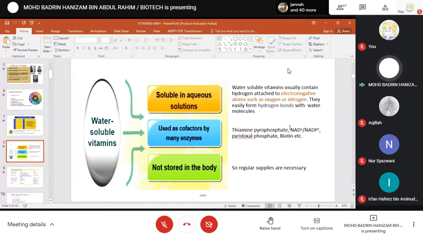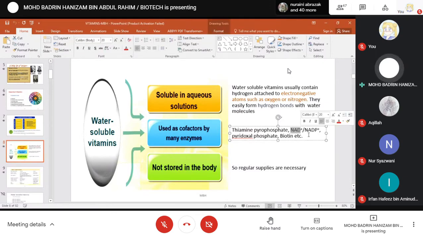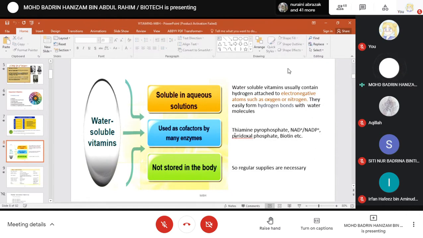If you already learned about carbohydrate metabolism, you know by now what these are: NAD plus and NADP plus, pyridoxal phosphate, biotin, etc. I hope you still remember them from your carbohydrate metabolism lecture. And these water soluble vitamins are not stored in the body. Because they cannot be stored, you need regular supplies from your diet. So regular supplies are necessary.